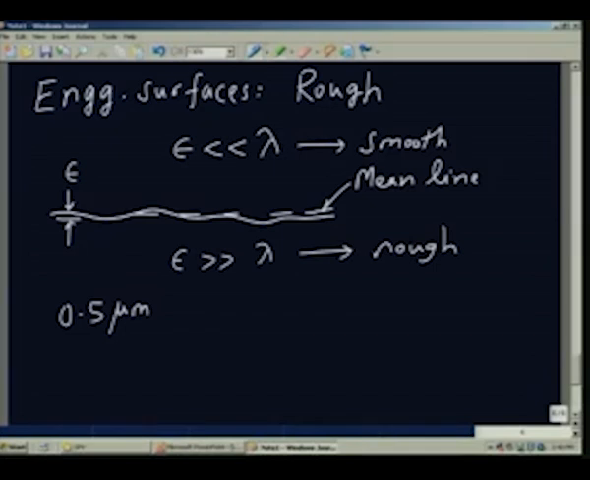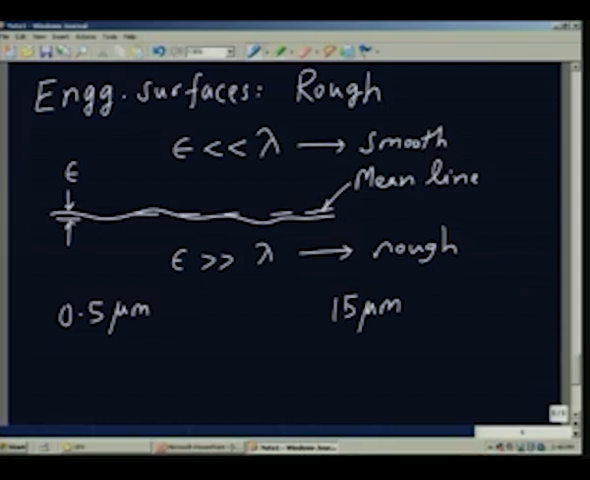Suppose I go to the infrared part and I look at 15 micrometers, a surface which is rough for visible radiation may appear smooth for infrared radiation. Because the wavelength is much larger, the surface roughness element epsilon could be much larger and still it may appear as a smooth surface.